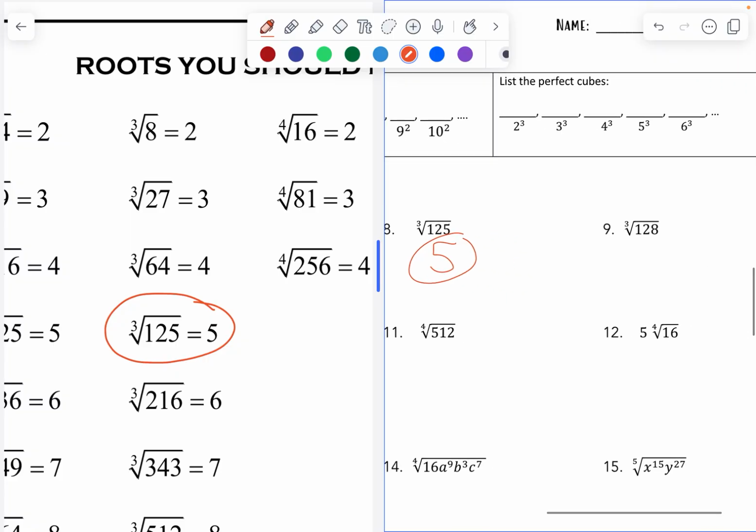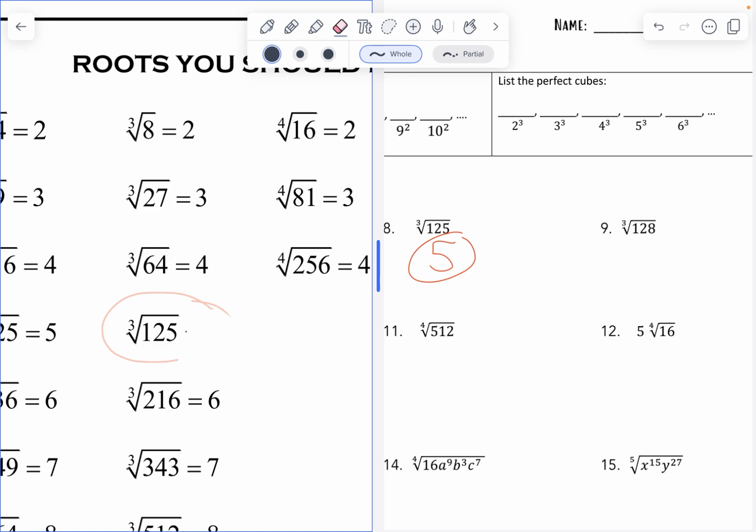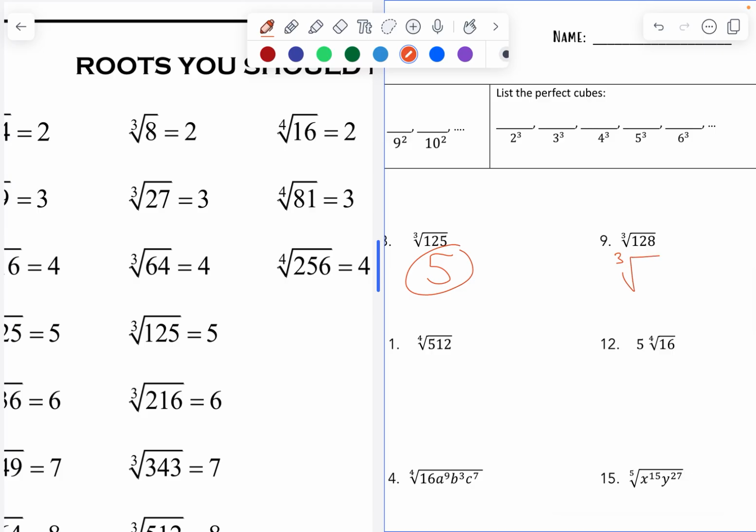Okay, now number 9, that one is not in your list. 128 is not in the list. So that one, that's an example you have to break up. Just make sure you put the little 3s on there. And you can divide numbers. If I do 128 divided by 125, that's not nice. I can do 128 divided by 64. That gives me 2. And the cubed root of 64 is 4. Okay, so that would be my final answer.